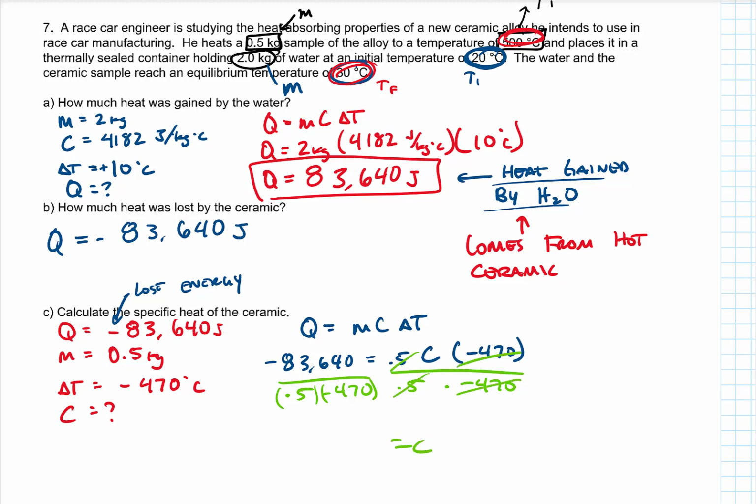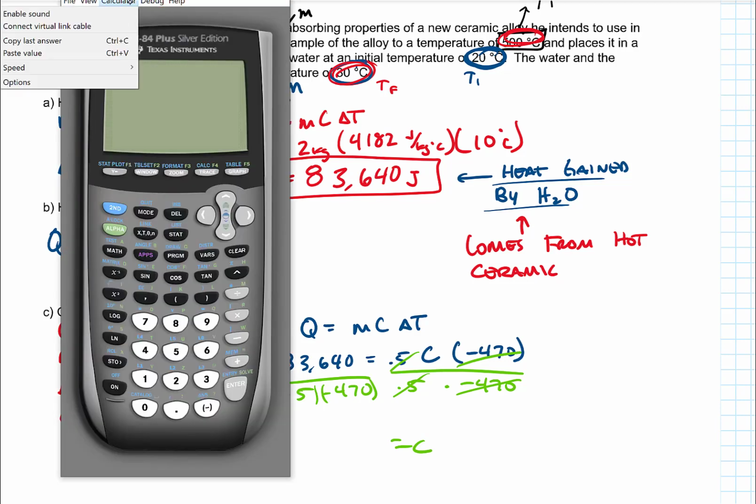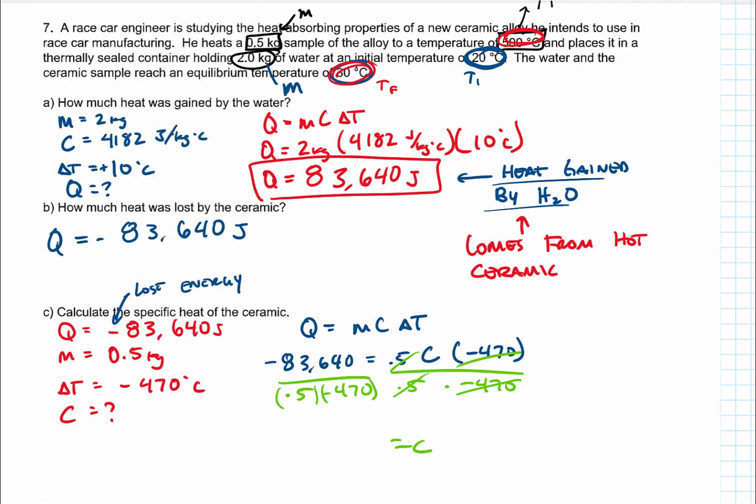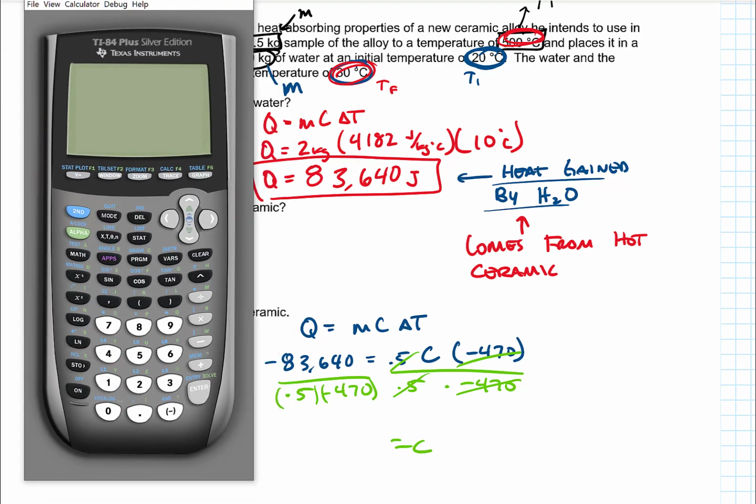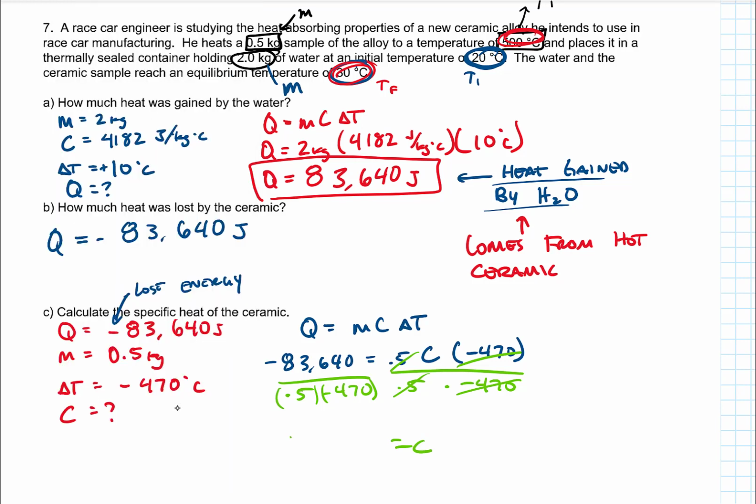And that gives me C as, and you know what, we'll do this with the fancy calculator, just again to kind of reiterate how you will be using the calculator for this. So clear that out of there. Negative 83,640 divided by 0.5, and we divided both sides twice, so divided by negative 470. We're dividing by both of those things. Gives me a specific heat of 335.9. And that's joules per kilogram degree Celsius.